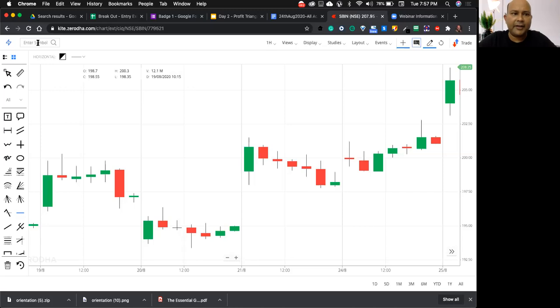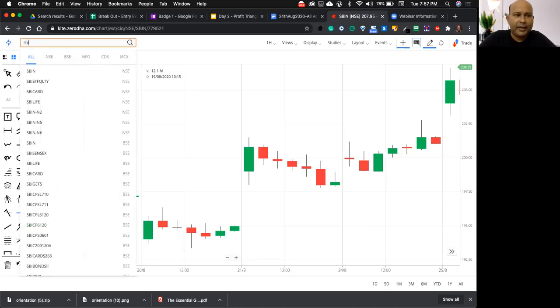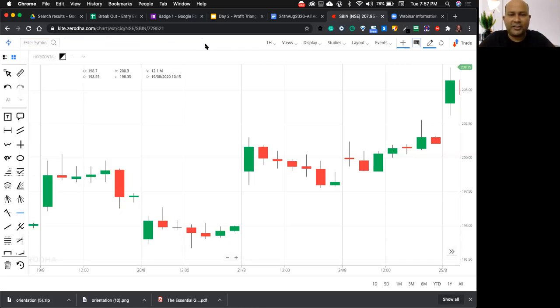We'll get into how much money you need and all that stuff. Hold on to that. Now you have added, let's say, SBI into the market watch. You might ask me, what is market watch? Don't worry, it's all part of your terminal that I told you about in step 3. Then you open the chart.